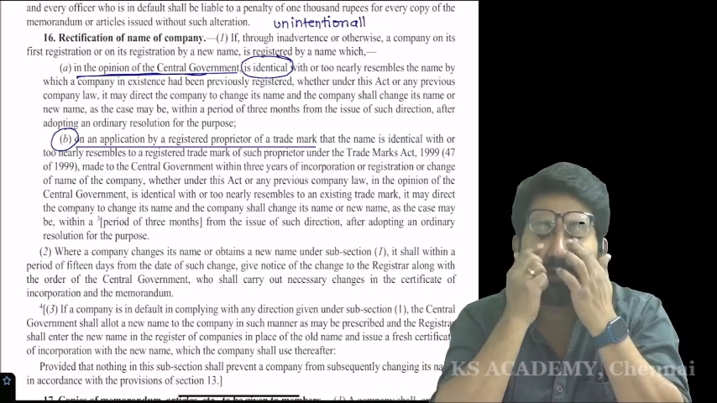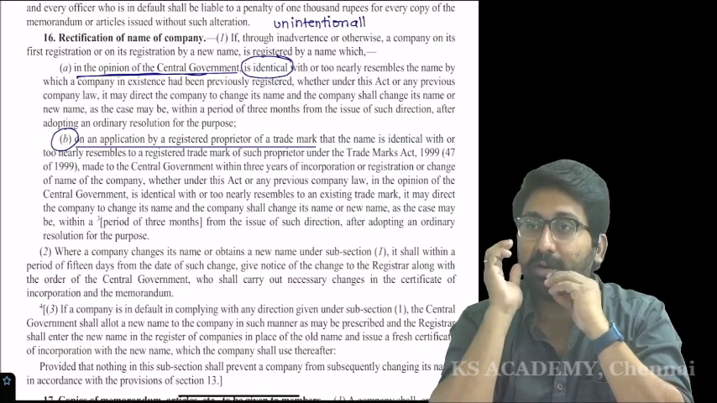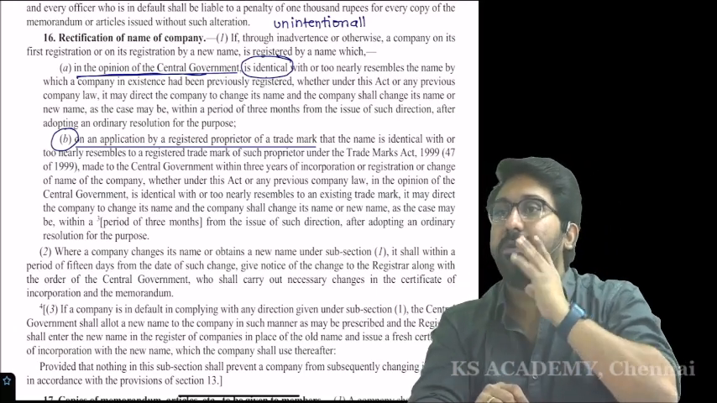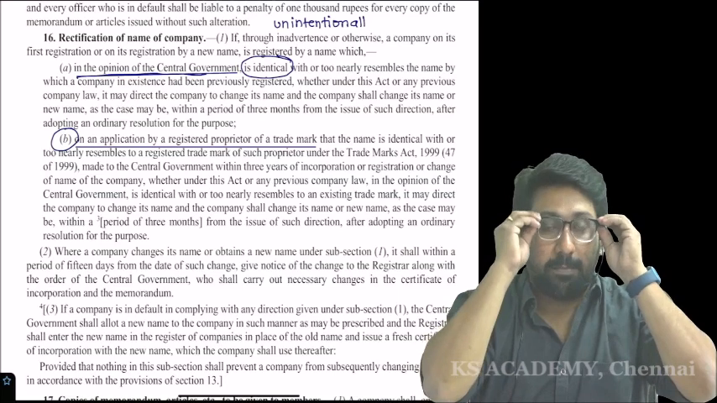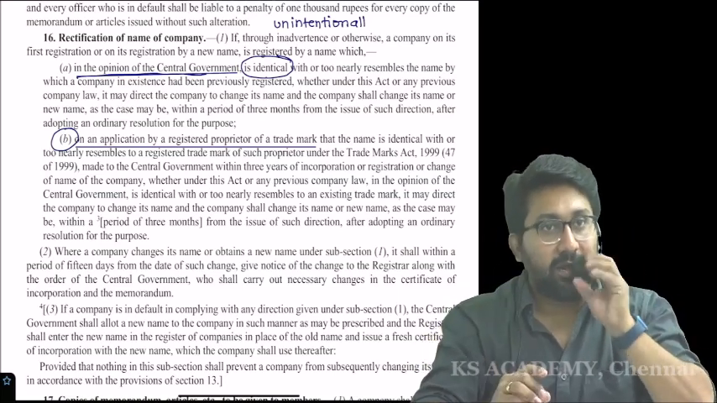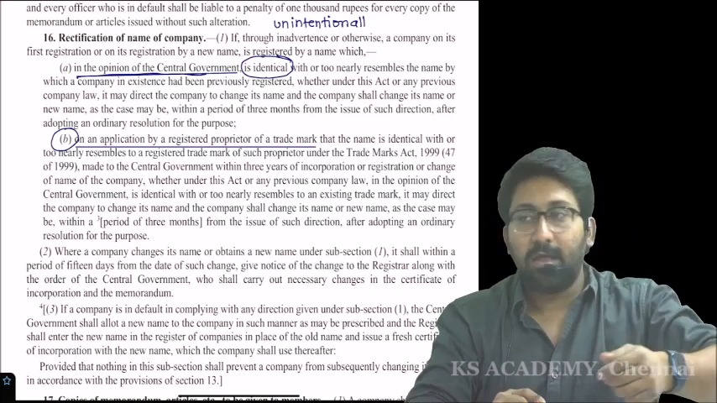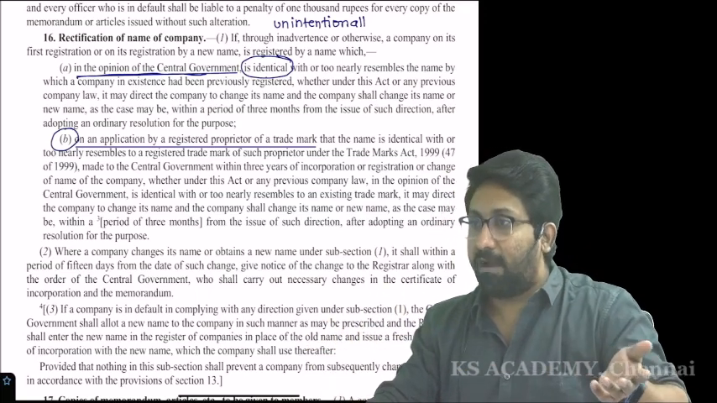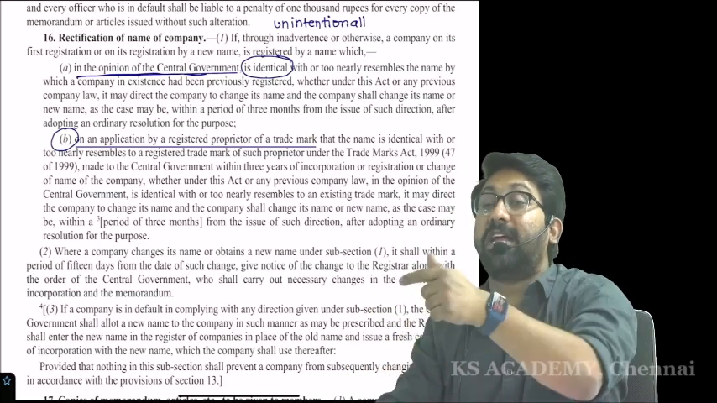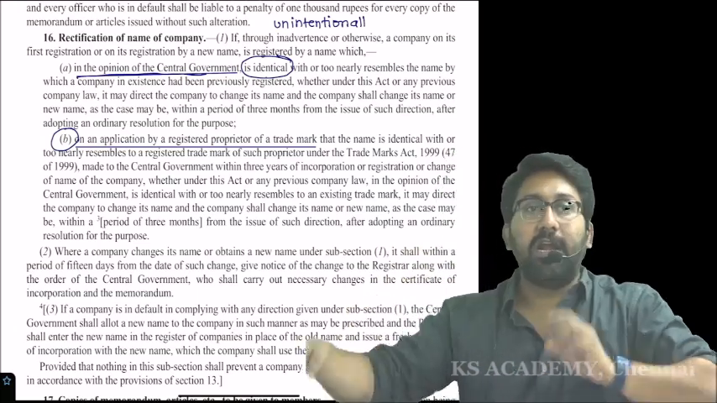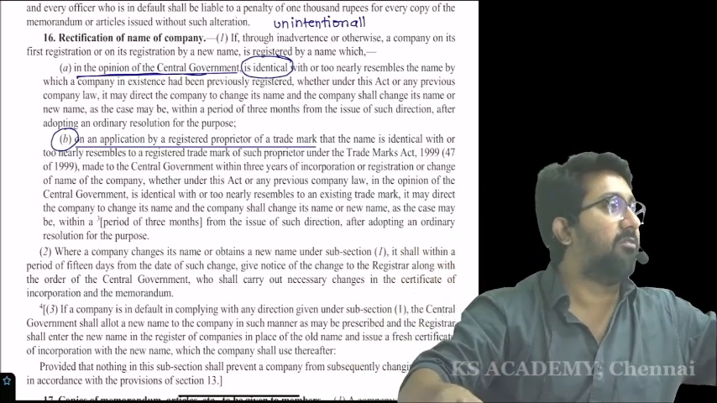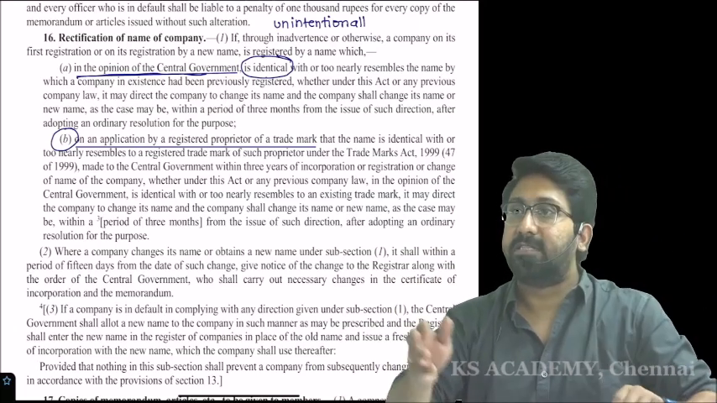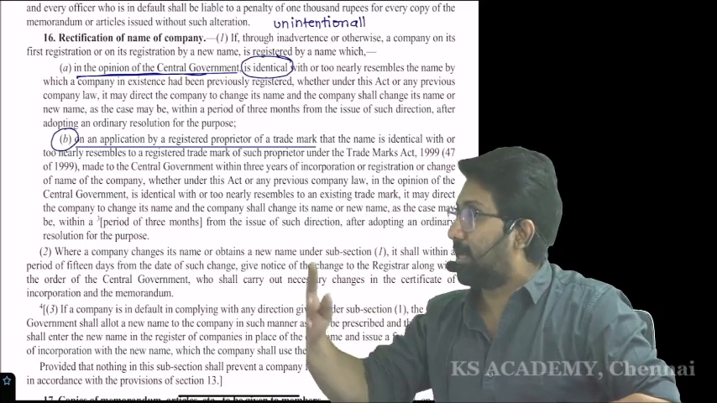Did you understand the concept of what I said? What did I say, tell me. First, what should be there? Already a person has got his registered trademark. Later I applied for a new name as an existing company, or I have applied for a name in the case of a proposed company. That name became identical or too nearly resembling the name of the existing trademark. Then he can apply.